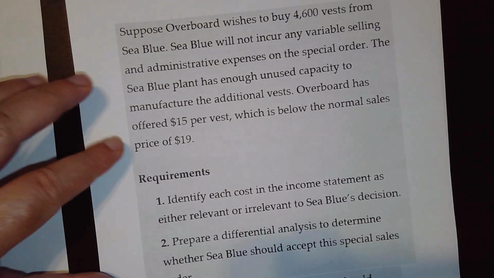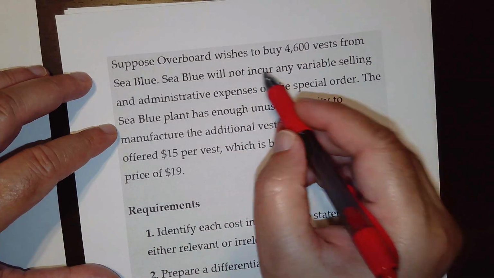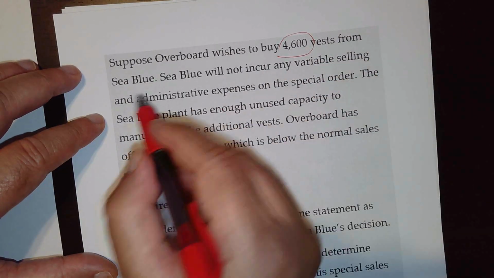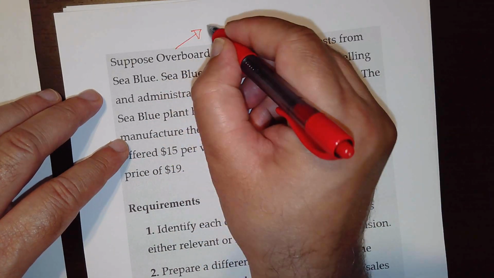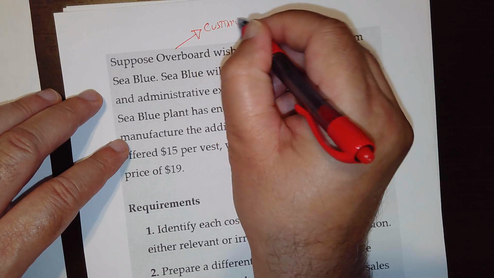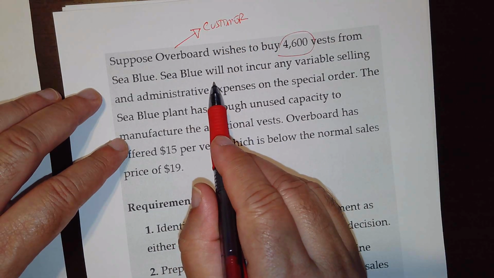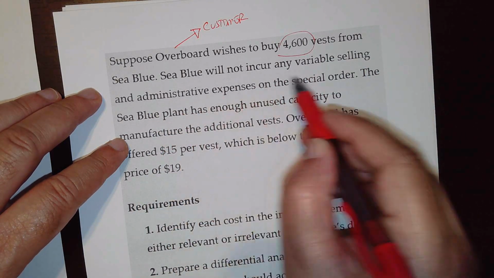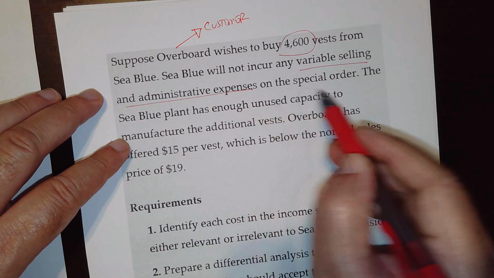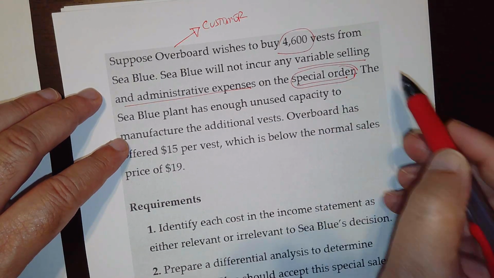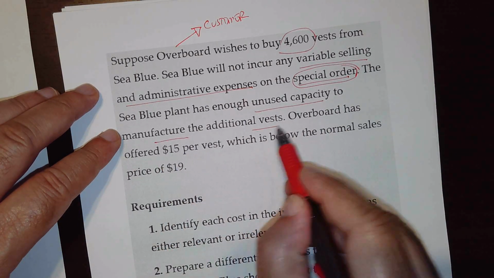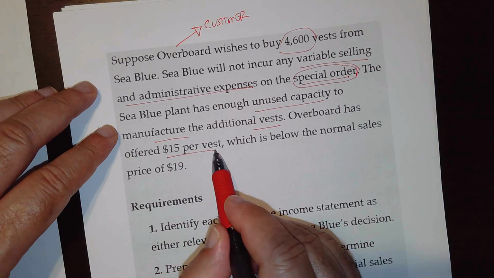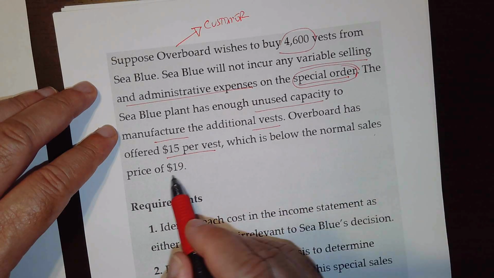All right, and suppose Overboard wishes to buy 4,600 vests from Sea Blue. Overboard is one of our customers. Sea Blue will not incur any variable selling and administrative expense on the special order. So this is a special order. The Sea Blue plant has enough unused capacity to manufacture the additional vests. Overboard has offered $15 per vest, which is below the normal sales price of $19.